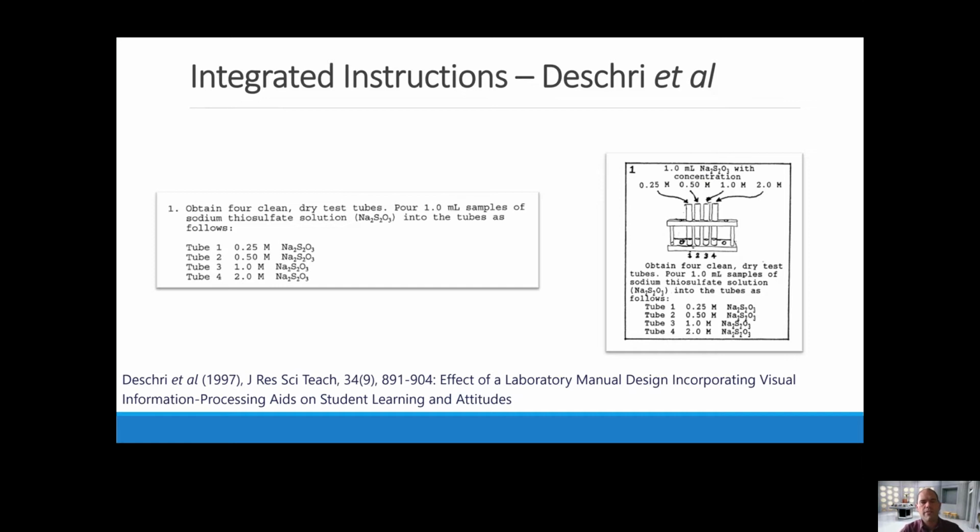And this idea that if you are giving students just lists of instructions and potentially a diagram, it's hard for them to see what they're doing in their mind's eye about what the practical looks like. And so Deshri and others, mainly with university undergraduates, but some secondary as well, put these instructions together. So you have arrows pointing about where solutions go. You simplify the instructions to make it much easier for the student to carry out the practical work and therefore make the observations and think about the chemistry that's going on.